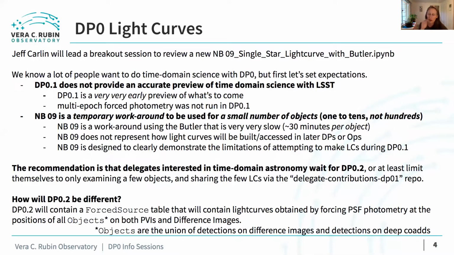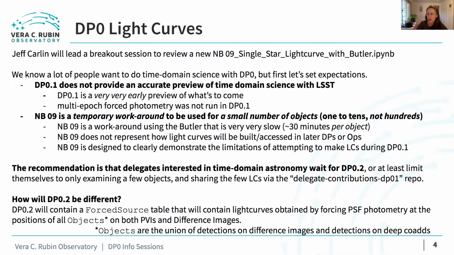So it's very slow. It's a workaround. It does not represent how light curves will be built and accessed in the later data previews, and definitely not in operations. So it's not even a good learning tool. The point of DP0 is for you to learn how things will be in operations. And this notebook is a total workaround that's not going to teach you that, but it will get you a couple of light curves to work with now. Really, it was designed to demonstrate the limitations of trying to do time domain science with DP0.1.